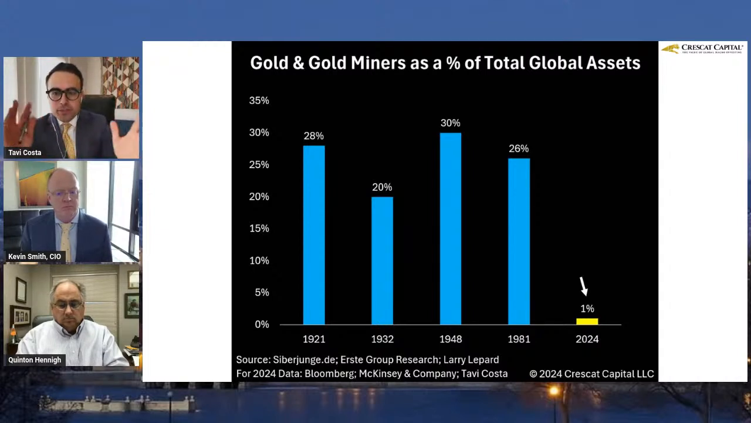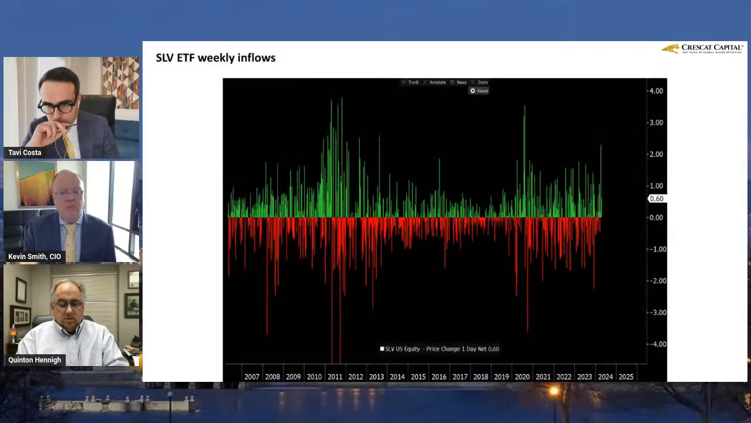But that gives you a sense of how gold's relevance was much bigger back in those days. And today, it's sort of nothing. And I do think it's going to become a much more relevant segment of the market as we move along in the near, in this next decade. Let's go to the next chart.